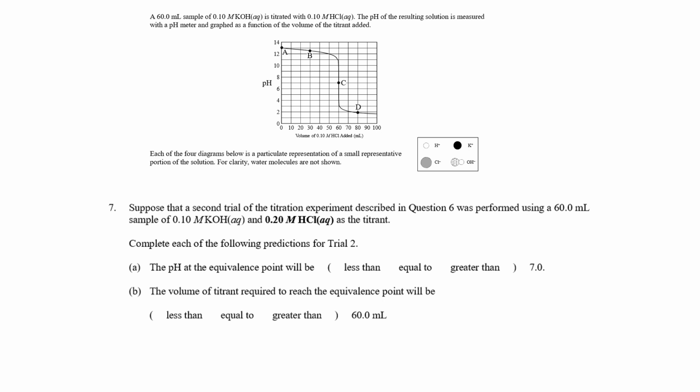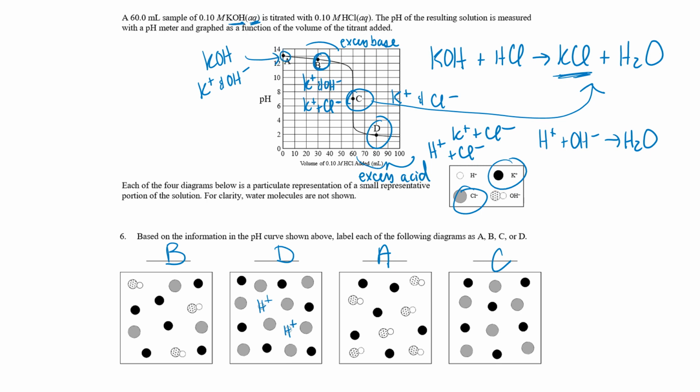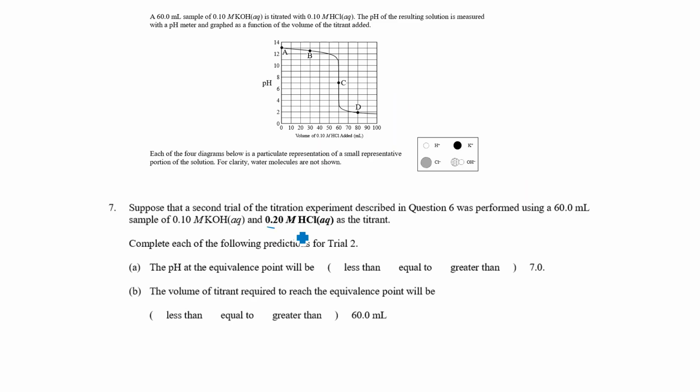Here is the next question. Let's say we did the exact same reaction. It's still KOH and HCl, but what if we change the molarity of the HCl? This is a good question. So notice how the reaction's still the same. It's still KOH plus HCl makes water and KCl.